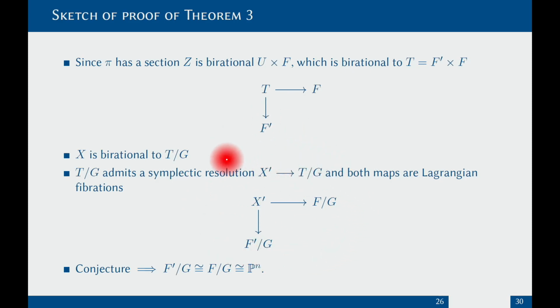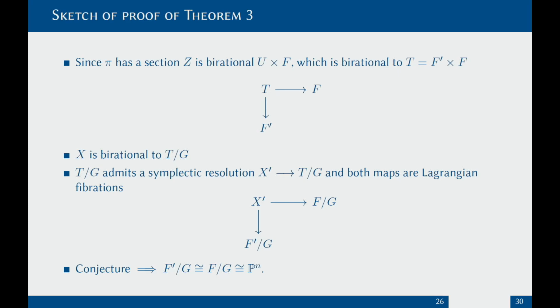Now this hyper-Kähler manifold is equipped with two Lagrangian fibrations because it has these maps to these quotients of abelian varieties. If you assume the conjecture, then both of these base spaces to which you map have to be Pn. And now you're in a good shape because it turns out that if you have an abelian variety with a finite group action whose quotient is Pn, it can only lie in a finite list.